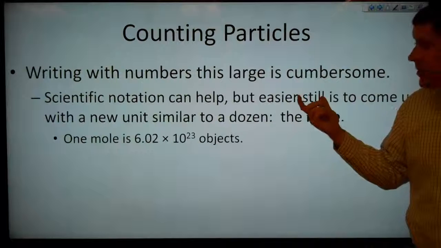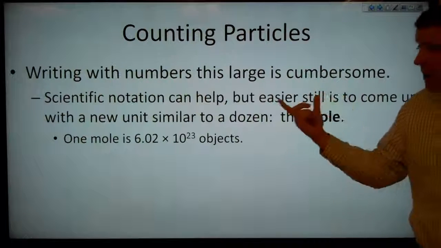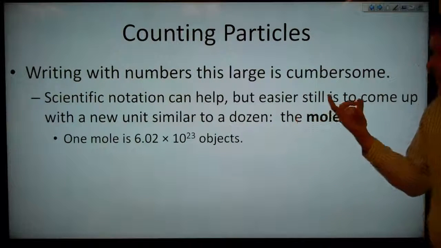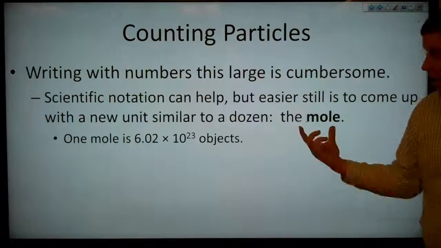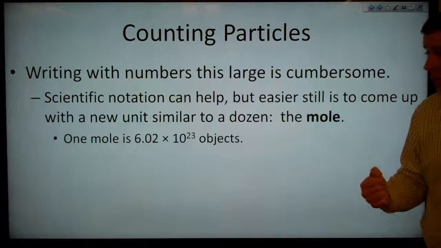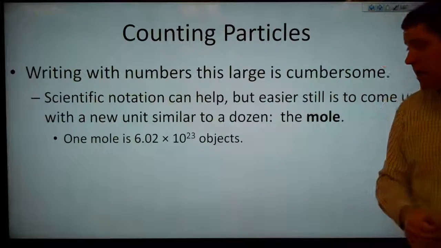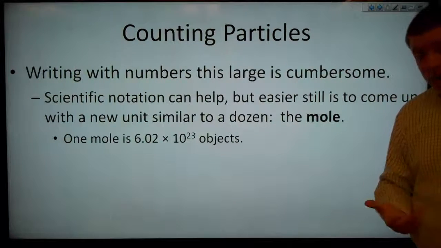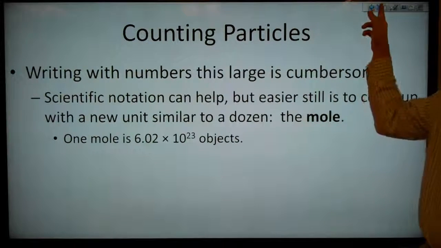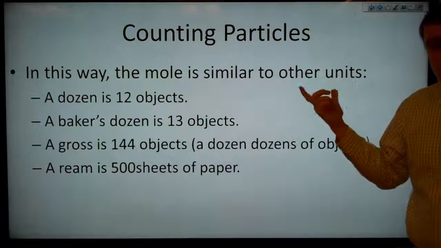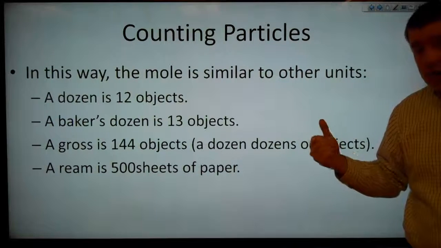Now, writing with numbers this large is cumbersome, and scientific notation can help us, but easier still is to just come up with a new unit that's similar to a dozen, which is called the mole. So 1 mole is 6.02 times 10 to the 23 objects, just like a dozen is 12 objects. The mole is similar to other units, it's just on a larger scale, that's all.